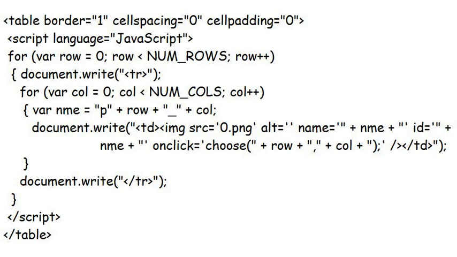Each of these graphics is given a name, which is the letter P, followed by the row and column separated by an underscore. The name is necessary so that the code can change that graphic from white to black and vice versa. Each graphic is also given an onClick property, which calls the function choose to make the change and take note of the result.